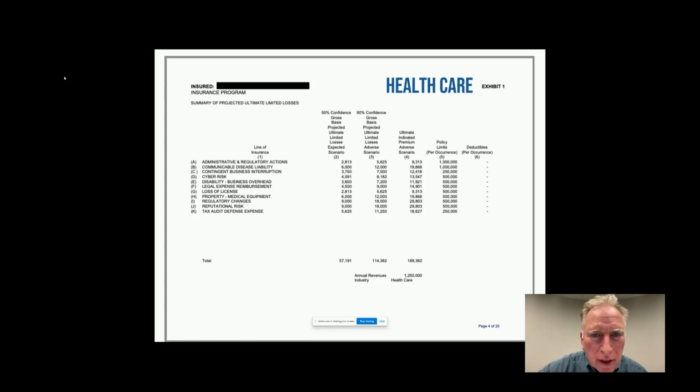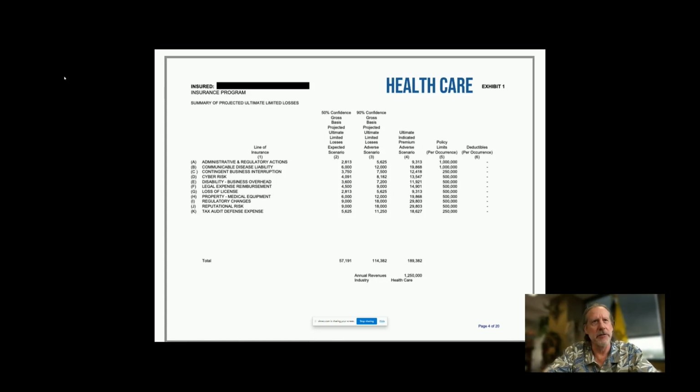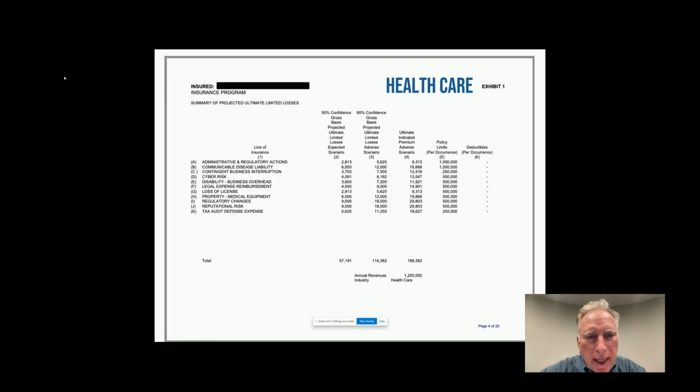David, is there a way to blow that up just a tad? No, it's a full screen here. It's full screen there. Okay. It's A through K. I'm struggling to see some of that data.